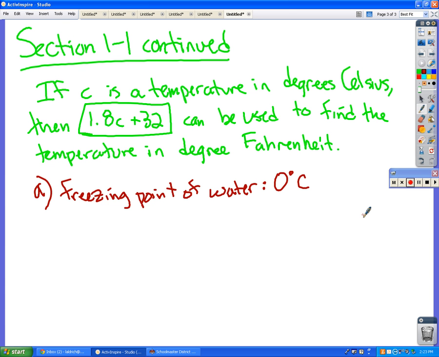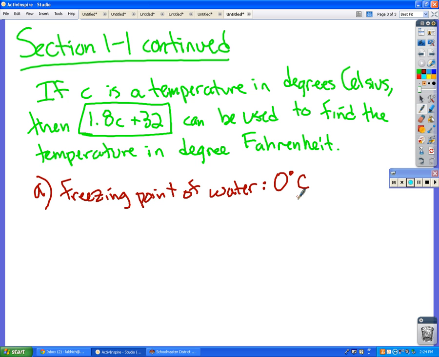Okay? And so the person who made the Celsius temperature scale thought it would be easy to make the freezing point of water be 0 and the boiling point of water be 100. And that's a nice, easy thing to have in between. Well, let's use this formula here to figure out what the freezing point of water is in Fahrenheit. So what do I do with the 0? Same thing as we were doing yesterday.